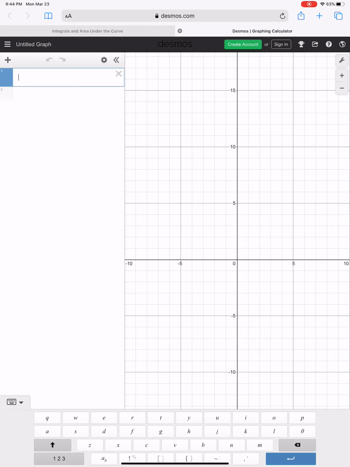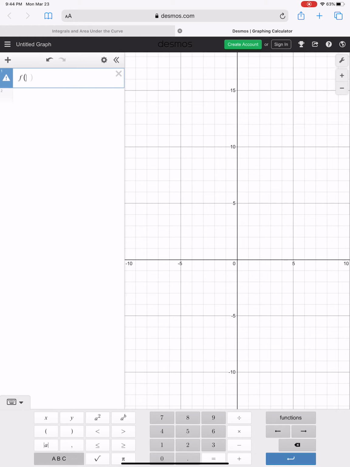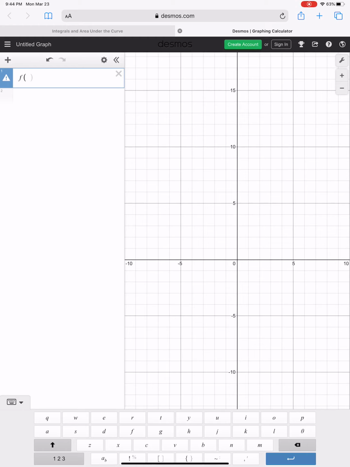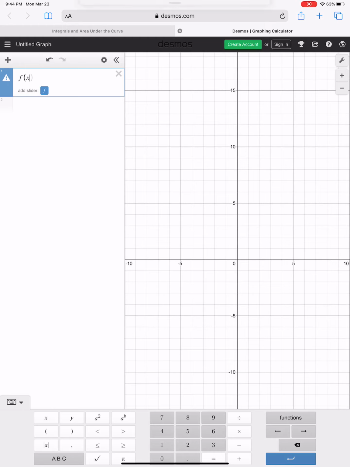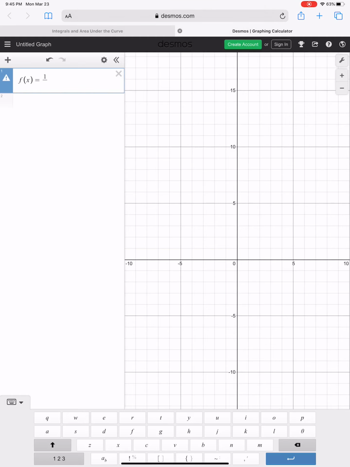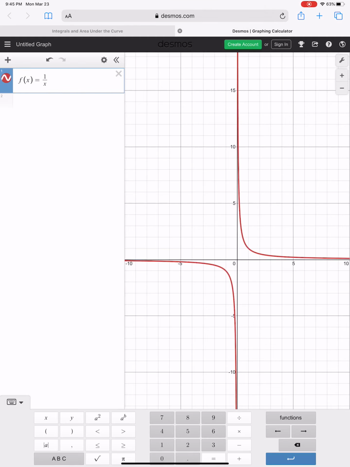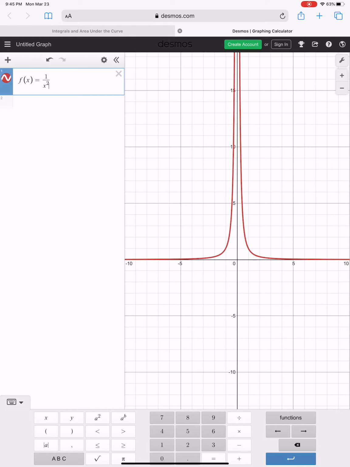Let's define the function. We'll put in f of x is equal to, and we're thinking about 1 over x. Notice that you're actually getting a graph as you type it. So here, x squared, and then plus 1.